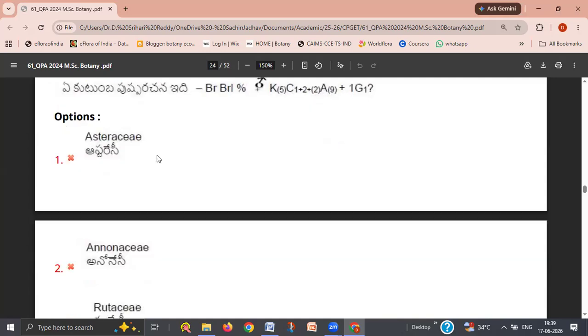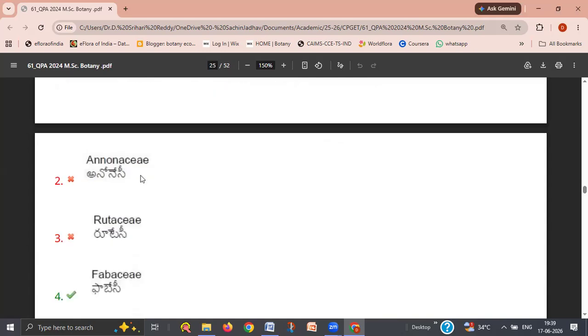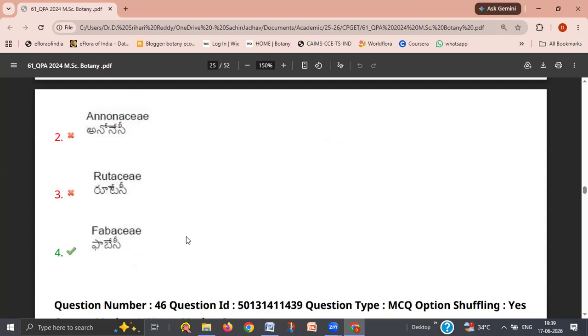So now the options given: Asteraceae, it is not the right one. Anonaceae, it is wrong. Rutaceae is also wrong. Fabaceae is the right option.